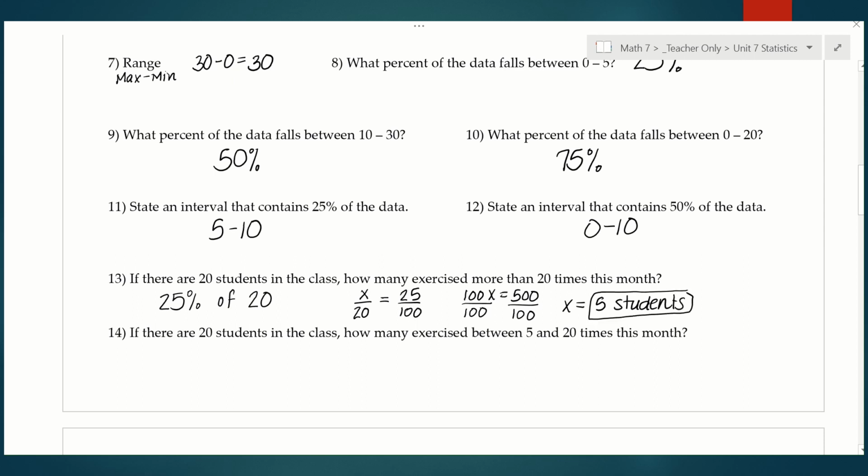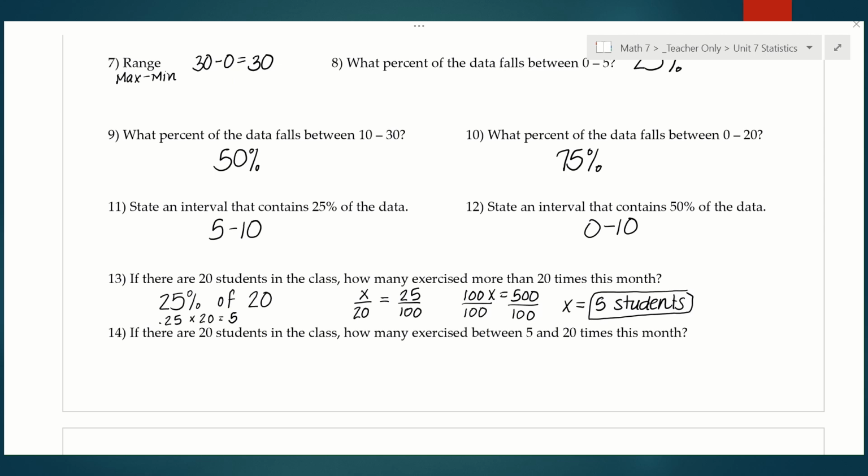Okay, another way you might do this is to think, well, 25% is the same as 0.25. Of means to multiply, and so I could multiply 0.25 times 20, and I'd also get 5. So that's just another way that you can get the answer.